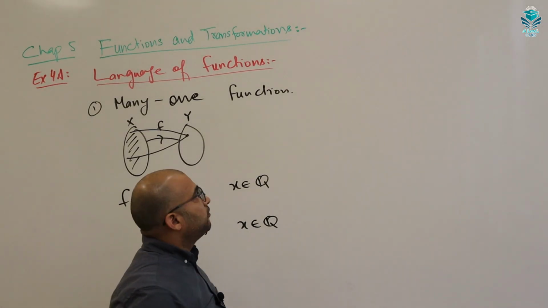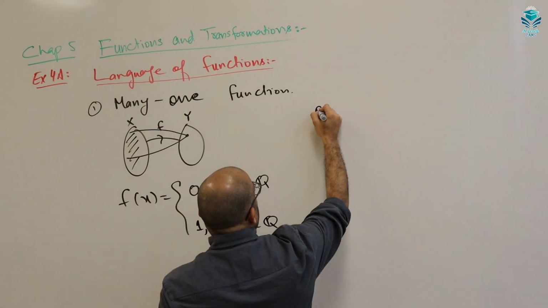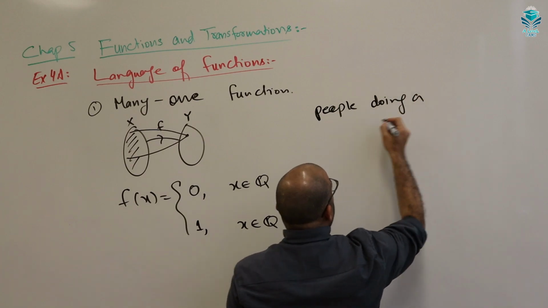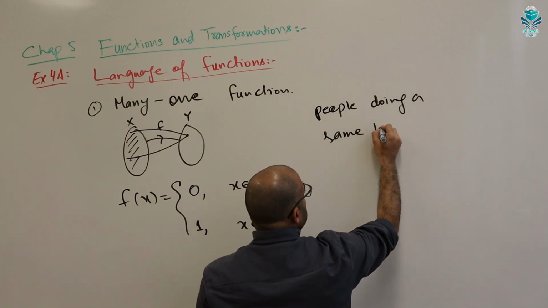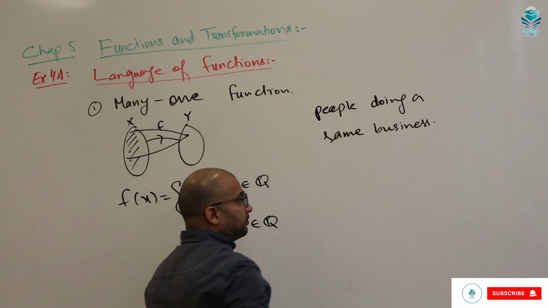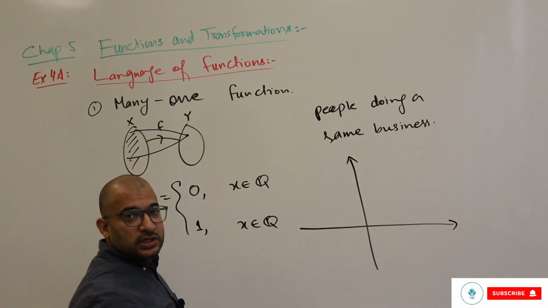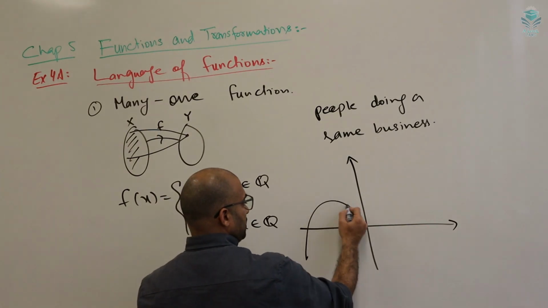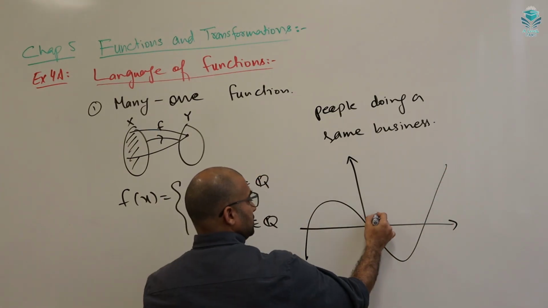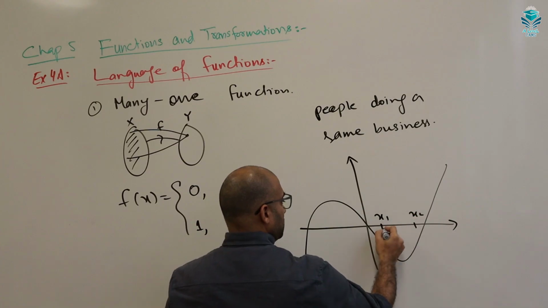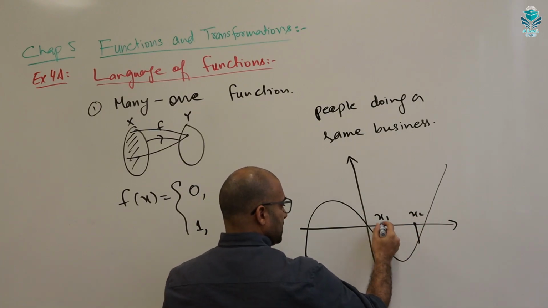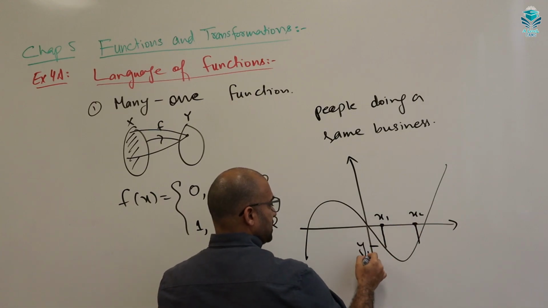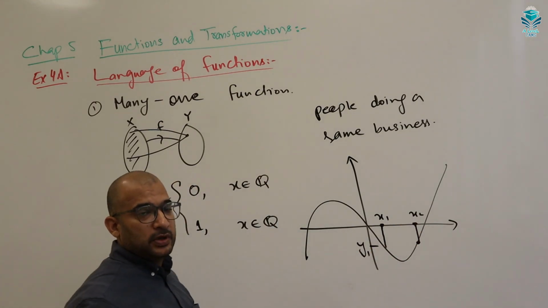A real life application of a many-one function can be people doing the same business. If we demonstrate it geometrically, you can see many-one. Let's say we have a graph, this one, and this is x1, this is x2. So many values of x on the x-axis map on the same y. So this is an example of many-one.